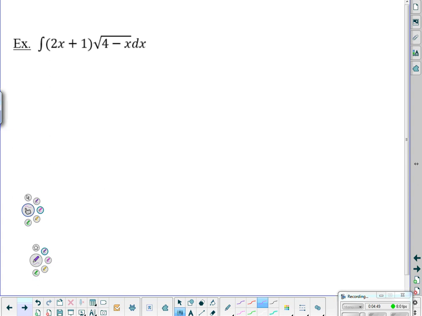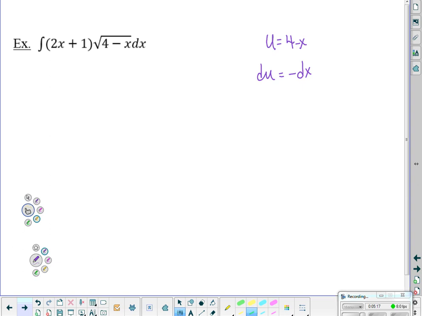Example here. What do you think you should let u equal? Well, typically you're going to try to spy the more complicated function, the composite function, and I'm seeing it right there. I would have 4 minus x to the 1/2 power. So 4 minus x would be my inside function. Let's let u equal that. Therefore, du would be the derivative, negative dx.